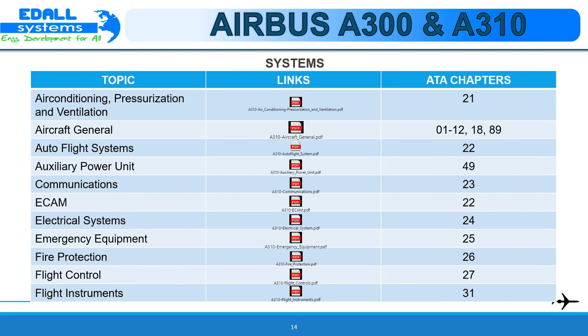Here we have the topic and the corresponding link, that is a PDF document corresponding to the topic and the ATA chapters to which the topic is related. So air conditioning, pressurization and ventilation is ATA chapter 21. It is mentioned in the link here. This presentation will be shared in the course so that you can click on the PDF and go through it for your reference.